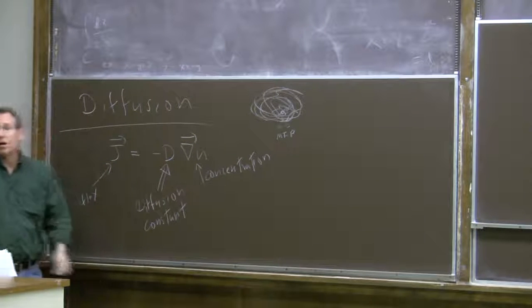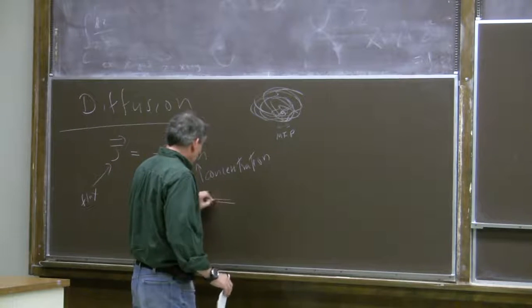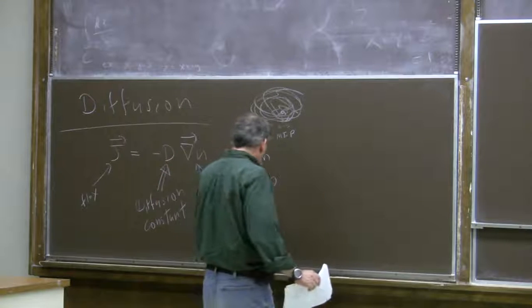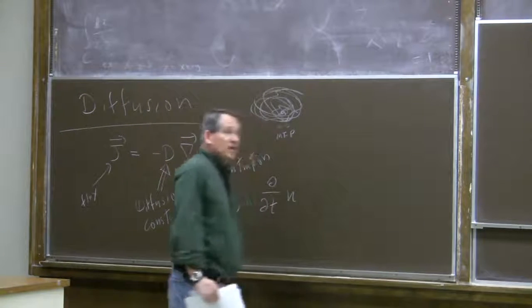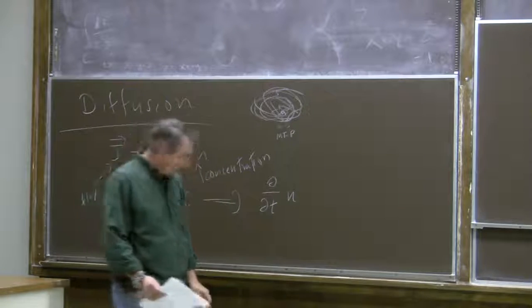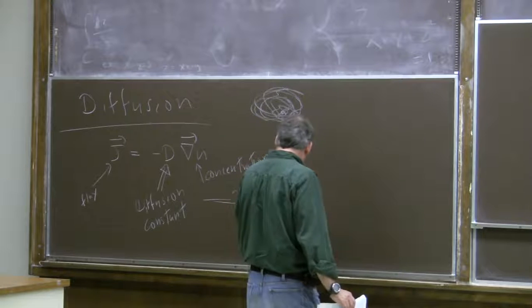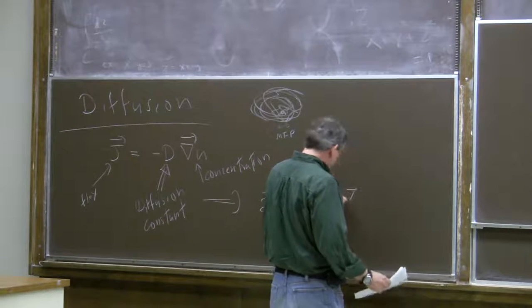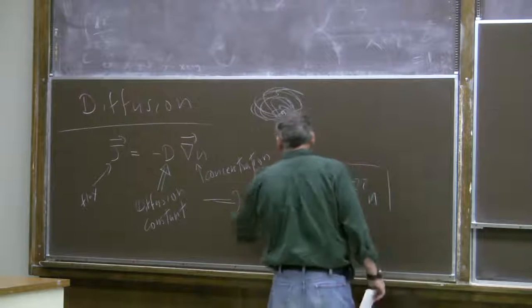Using the continuity equation, the fact that the particles are conserved, we can write down a partial differential equation governing the concentration, which says that the concentration, regarded as a function of position and time, has a time derivative which is given by D times the gradient squared of the concentration. That's the diffusion equation.